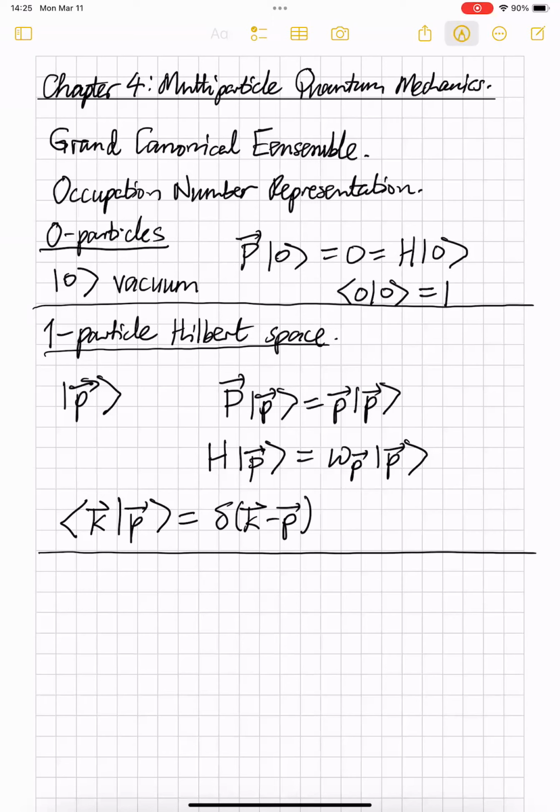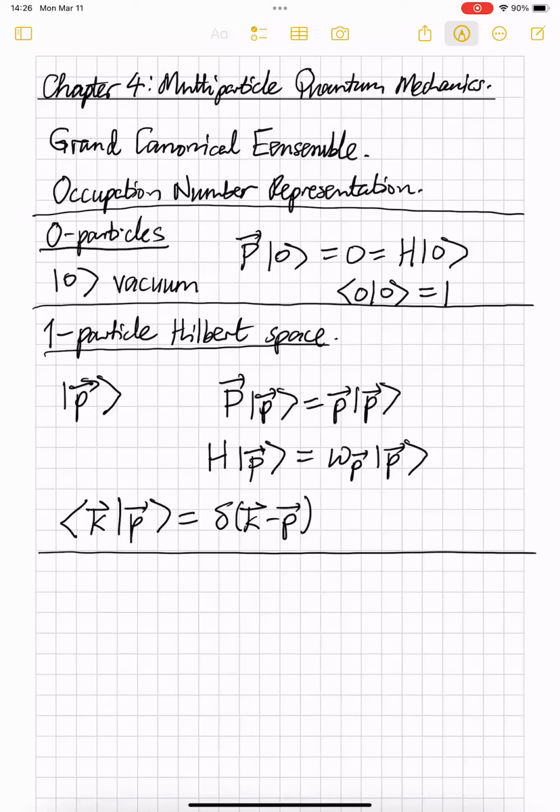It's the only state in our space that we're going to be able to normalize to 1. Everything else will be normalized to a delta function or to a product of delta functions. So what are we doing here? I'm slowly building up this space, telling you what the different states inside this space are. I'm telling you how the Hamiltonian and the momentum act on these states and how these states are normalized.